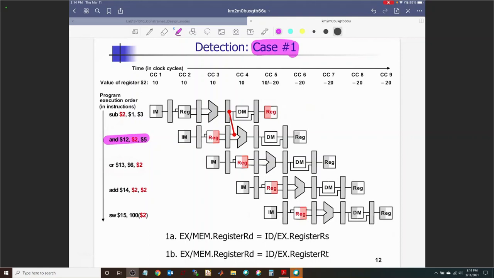How do you detect it? Well, it is simple, right? If the destination register, which is in the XMEM pipeline register, is the same as the source register, which is right now in the IDEX, which is this guy, right? Sorry, not this guy. IDEX is there, XMEM is there. You're trying to look at, again, there are two conditions, A and B. A is checking whether destination register is the same as RS for the next one. B is checking whether destination register is the same as RT for the next one.